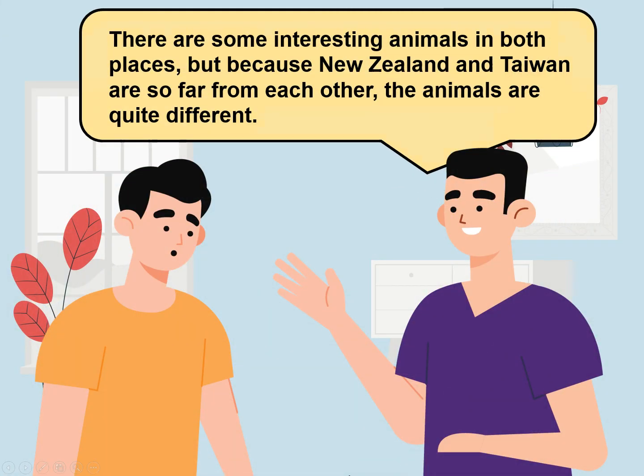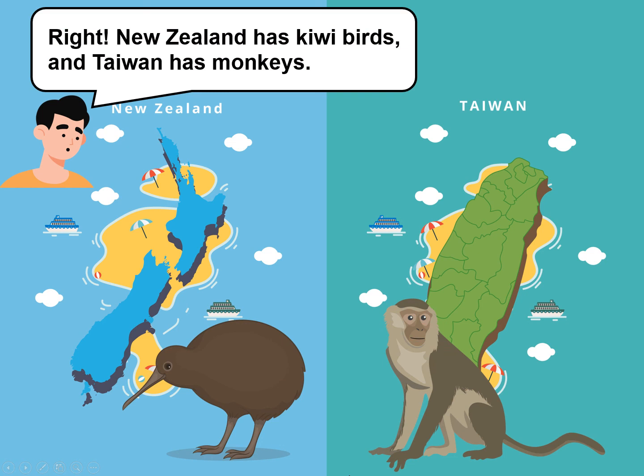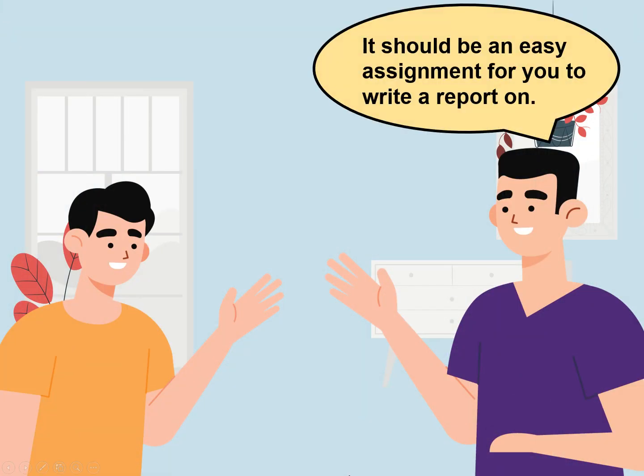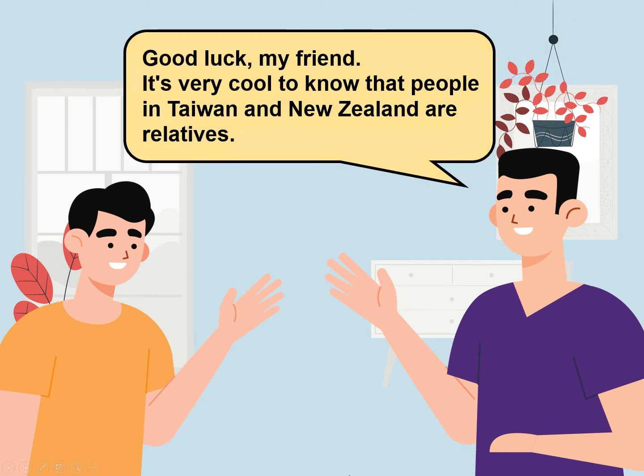There are some interesting animals in both places. Because New Zealand and Taiwan are so far from each other, the animals are quite different. Right, New Zealand has kiwi birds and Taiwan has monkeys. It should be an easy assignment for you to write a report on. You're right. I do look forward to sharing this report with my classmates. Good luck, my friend. It's very cool to know that people in Taiwan and New Zealand are relatives.